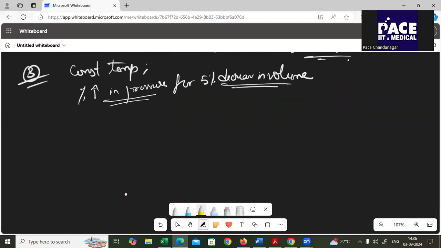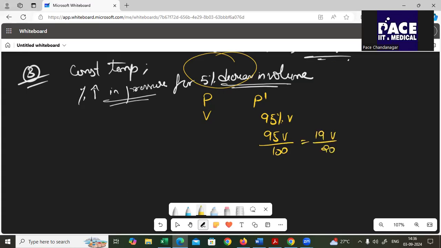So let me talk about the cases here. Initially the pressure, I don't know. This is P, and the new one is P dash. Initially the volume was V. Now a 5% decrease in the volume will be 95% volume only now. 95% volume is 95 V by 100, which, when I cut it down, 19 V by 20 is my new volume here.